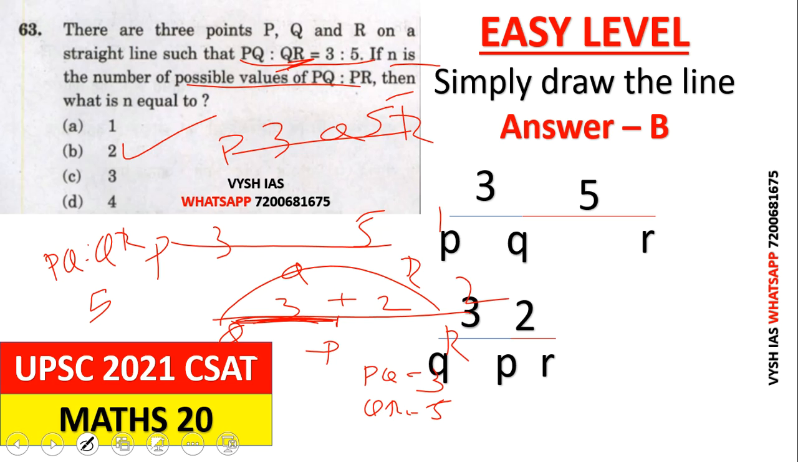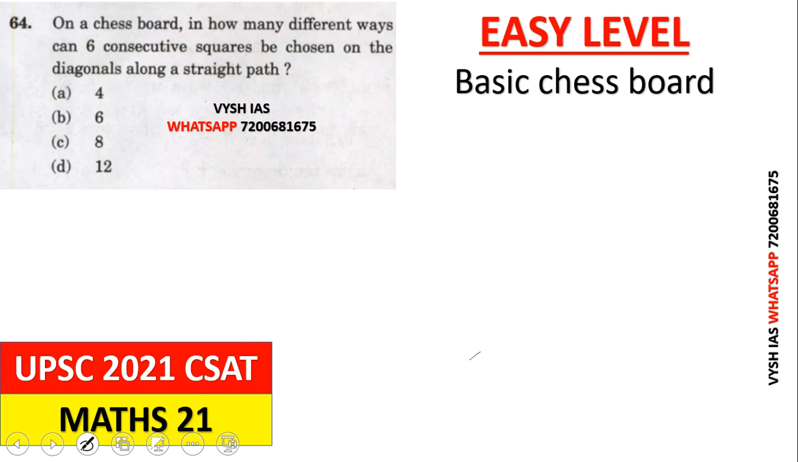But the problem with students is they will see this question, they will see P, Q, R, possibility, number, sum, straight line. You will think it's a very complicated question. You just have to draw that and write how many types you can draw it. Answer is 2.